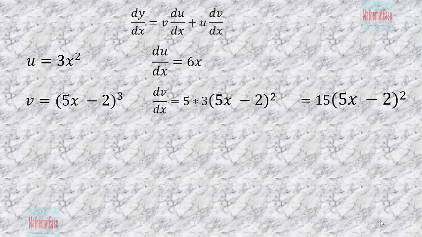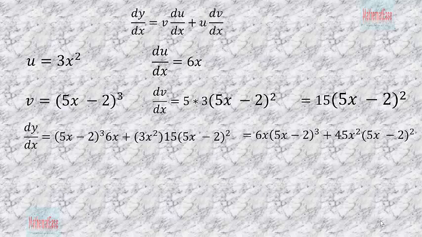So using the formula to put them together, we have this. This one is our v, this 6x is our du/dx, this 3x squared is our u, this 15 bracket (5x minus 2) raised to power 2 is our dv/dx. So you can try to simplify your answer. First of all, I rearrange it. You need to rearrange. Don't just write anyhow. Just arrange them in the order of the powers.